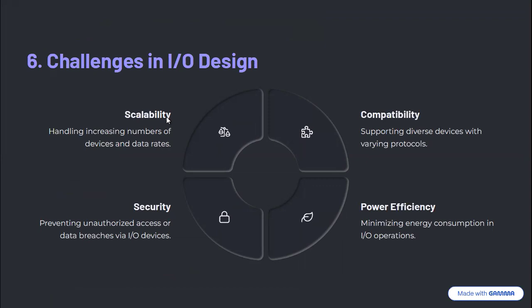I'll be taking the challenges in I/O design. Scalability: handling increasing numbers of devices and data rates. Security: preventing unauthorized access or data breaches via I/O devices. The next one is compatibility, supporting diverse devices with varying protocols. And power efficiency, minimizing energy consumption in I/O operations.